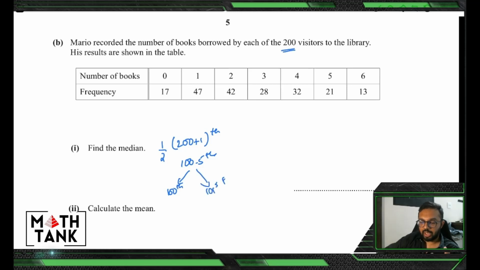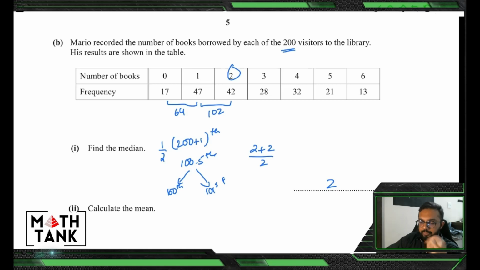So let's start checking. Where do we get 100 or 101st? Let's start adding up the frequency and see how many observations have been accumulated. So 64 observations so far. When I add 42, I have accumulated 102 observations at this point, which means that the 100th observation and the 101st observation will both be 2. So I'm going to do 2 plus 2 divided by 2, which is 2 essentially. So 2 books is the median. Okay, I'm erasing this because in fact I don't need to.